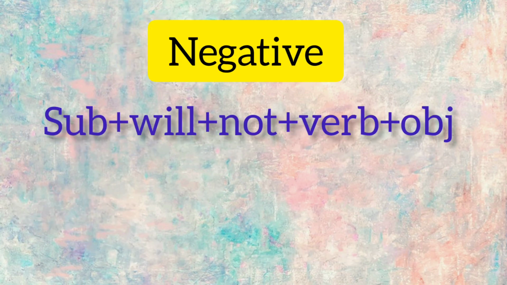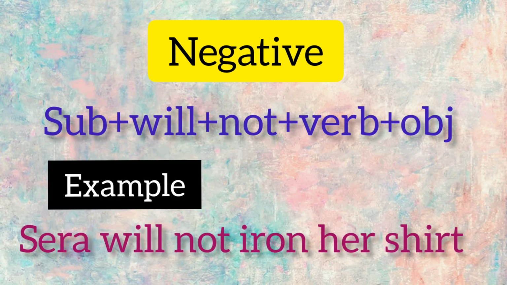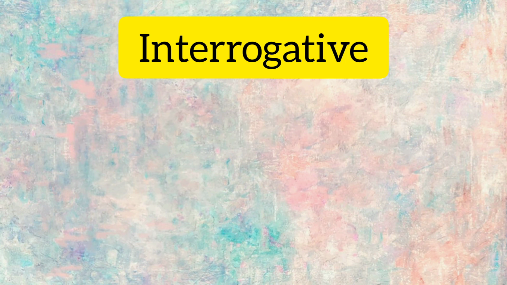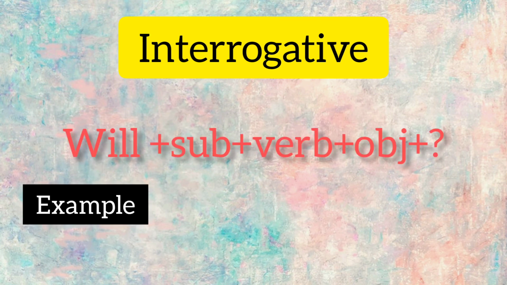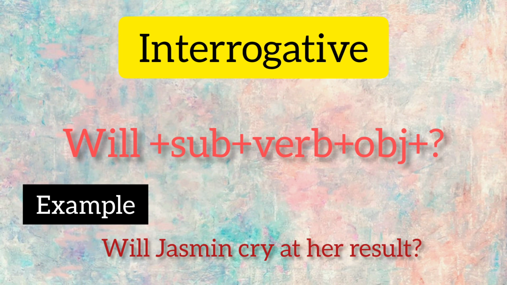Negative. Subject plus will not plus verb plus object. Sarah will not iron her shirt. Interrogative sentences. Will, subject, verb, object, question mark. Will Jasmine cry at her result? This is the end of the indefinite tenses, which are very simple.